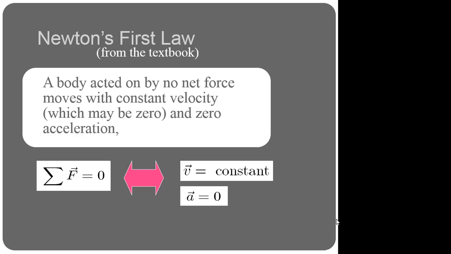A body acted on by no net force moves with constant velocity and zero acceleration. This is not very good. You should use the one that we use on Nooks. It's much better: a body stays in a state of rest or motion in a straight line unless acted on by a net, external force.